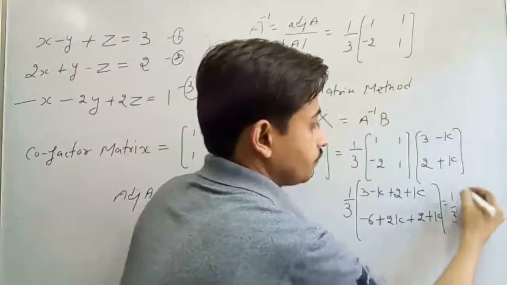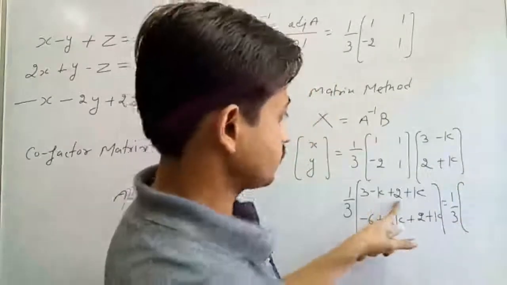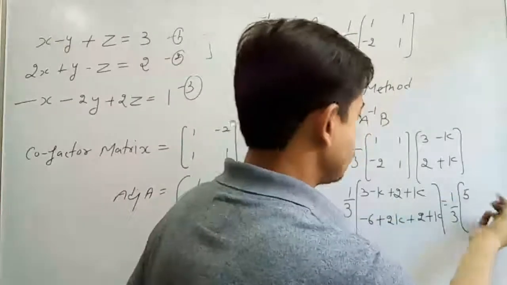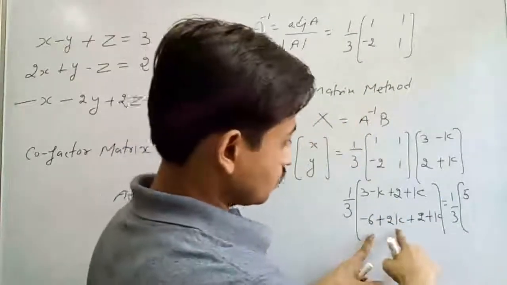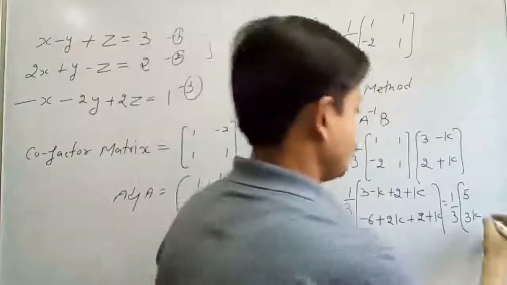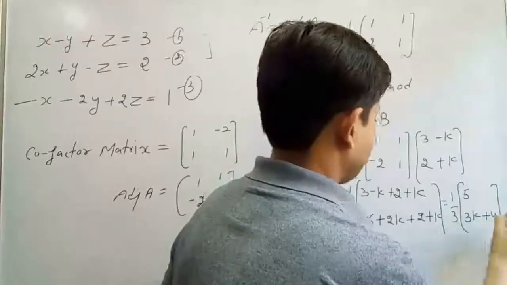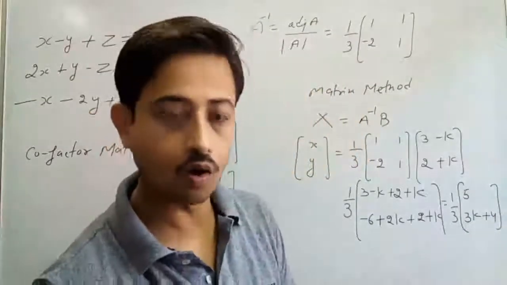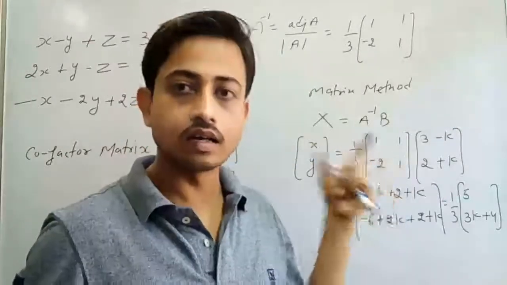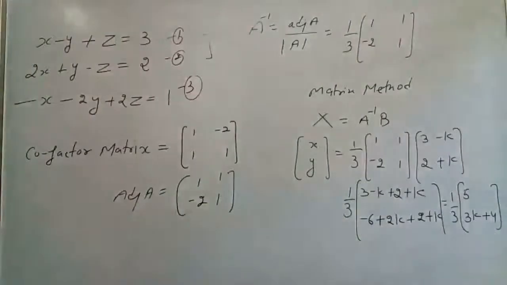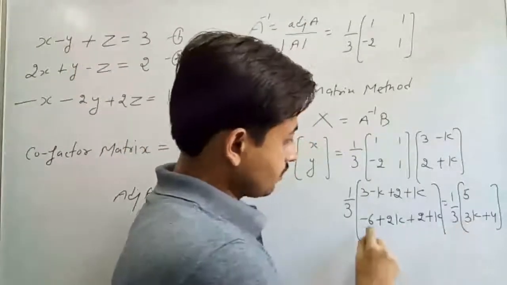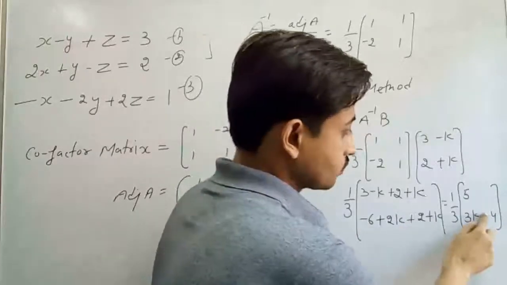So we get 1 by 3. Solve this. 3 plus 2 is 5, minus K plus K are cancelled out, so we get only 5. Now 2K plus K we get 3K, and minus 6 plus 2 we get 4. I hope you did it correctly, so please make a note. Do a correction here. 2K plus K is 3K and minus 6 plus 2 we get minus 4.